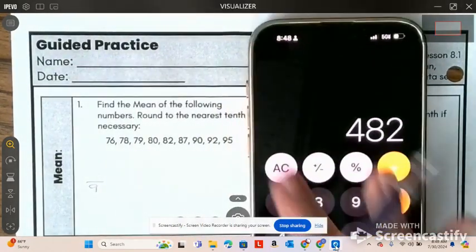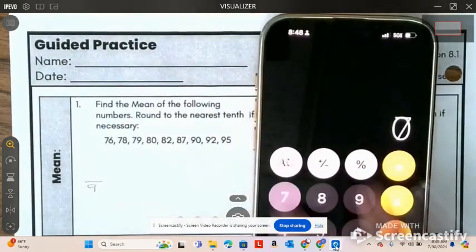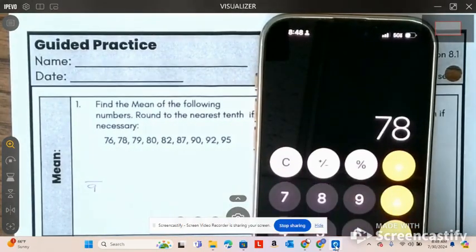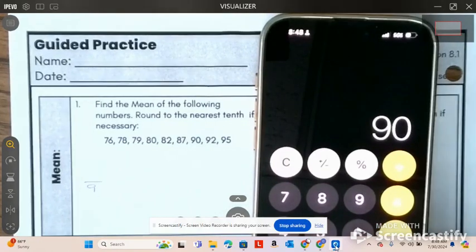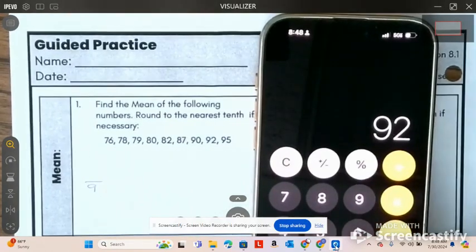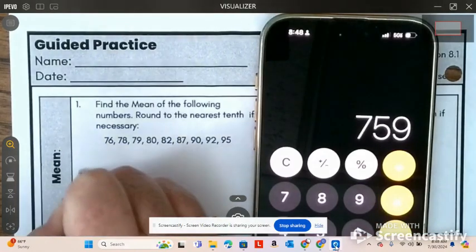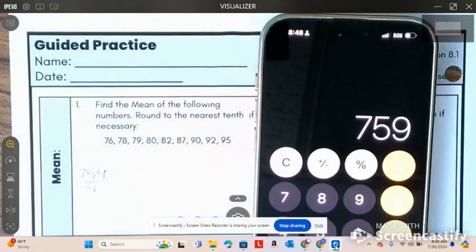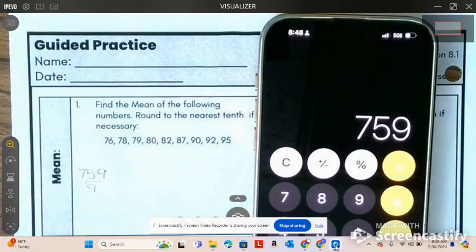So we're going to go ahead and clear our calculator, and we're going to say 76 plus 78 plus 79 plus 80 plus 82 plus 87 plus 90 plus 92 plus 95 equals. And I get 759. Now, this is kind of the most tedious part of this, is just you have to do plus, plus, plus, plus, plus, plus.